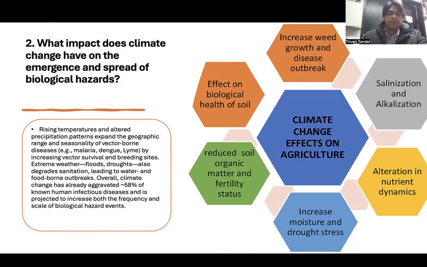It means that in the upcoming time, infectious diseases can grow in both frequency and scale of biological hazard events, because favorable conditions are increasing day by day. That gives organisms a particular environment to grow and feed on, and they can break out through vectors like mosquitoes, which carry malaria, dengue, and the like.